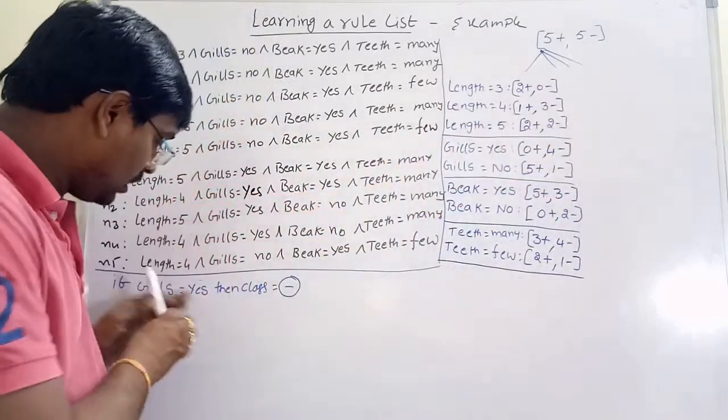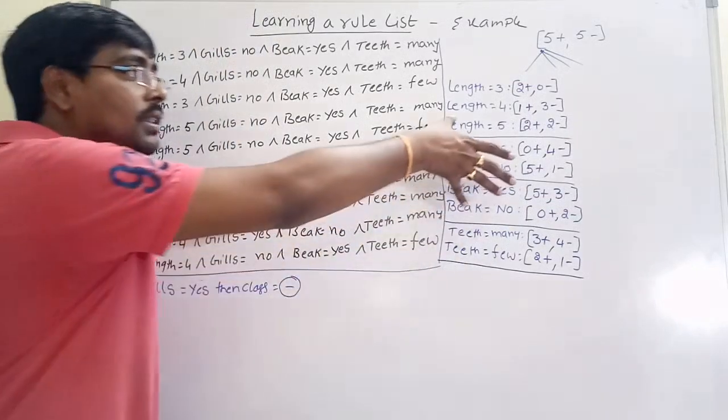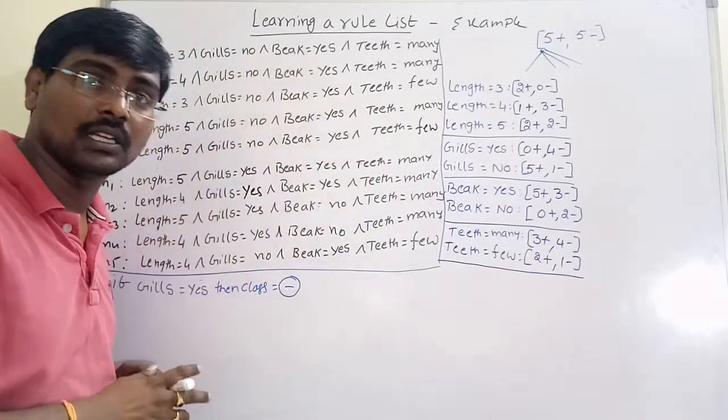Whenever this rule is applied on the set of instances, we have to reduce the instances.